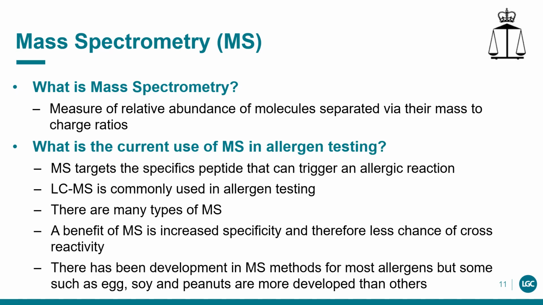A benefit of using MS is the increased specificity of the peptide sequences identified, and therefore a reduced chance of cross-reactivity. However, MS methods require more development to achieve an increased sensitivity than is generally currently available, but also to permit the detection of allergens at the limit of detection and quantification possible with ELISA.